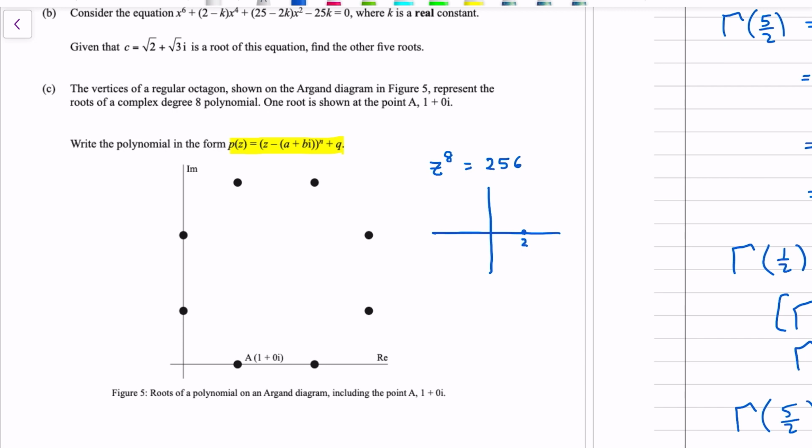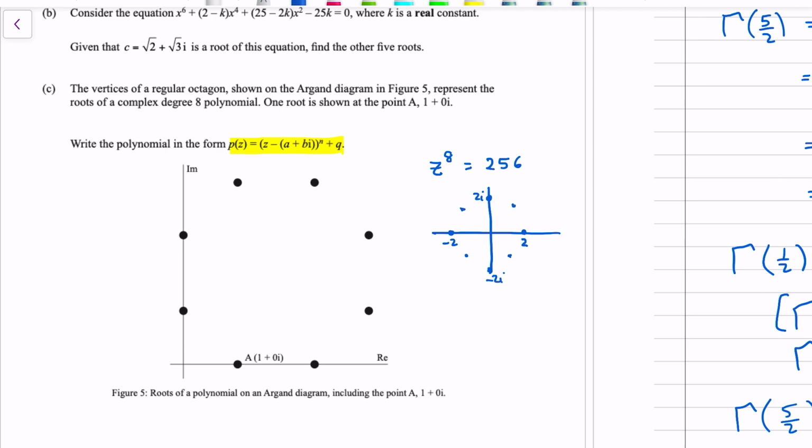There would be an imaginary solution of 2i. There would be a negative 2. There would be negative 2i. And there would also be the other 4 in between, and it would make an octagon. The roots would all be equally spaced.